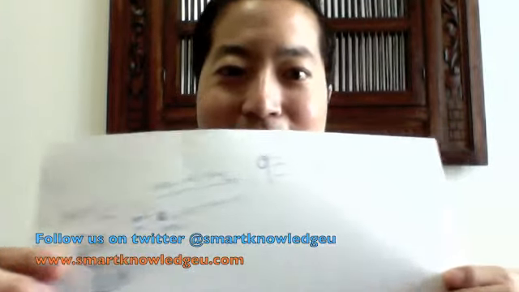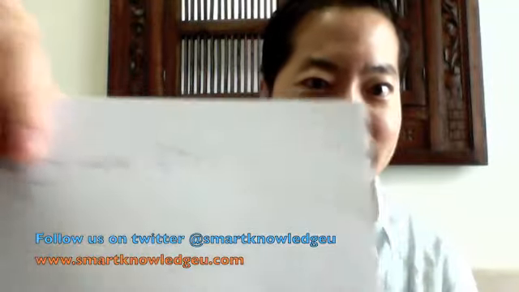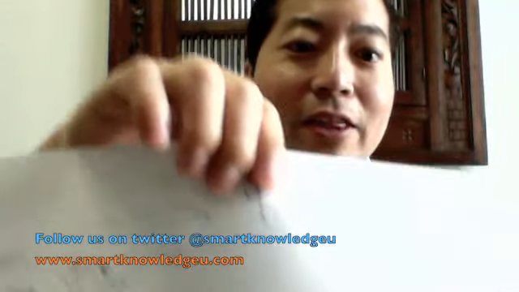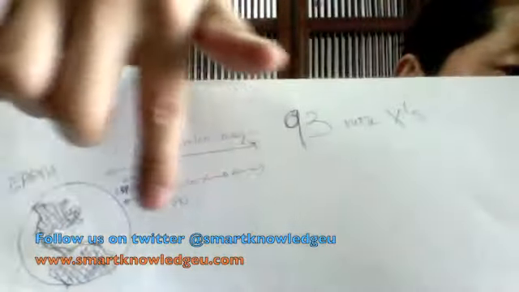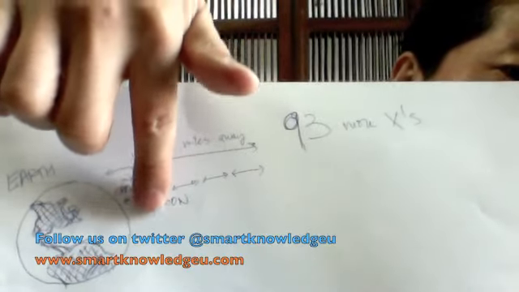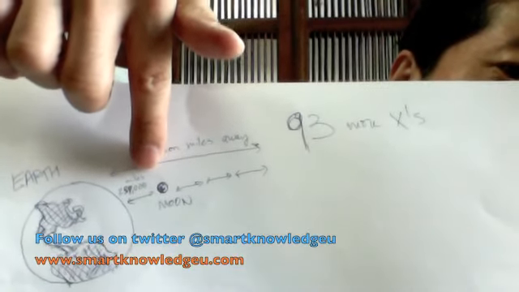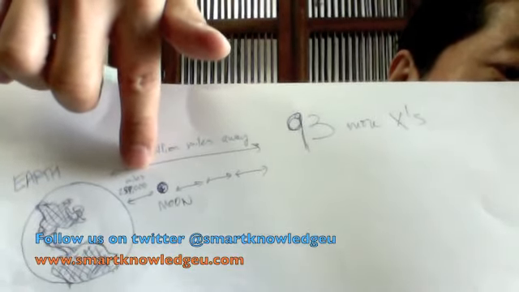Okay, look at this little graphic. I know it's really hard to see, but say here's Earth, and this is the moon right here. The moon is 239,000 miles away.